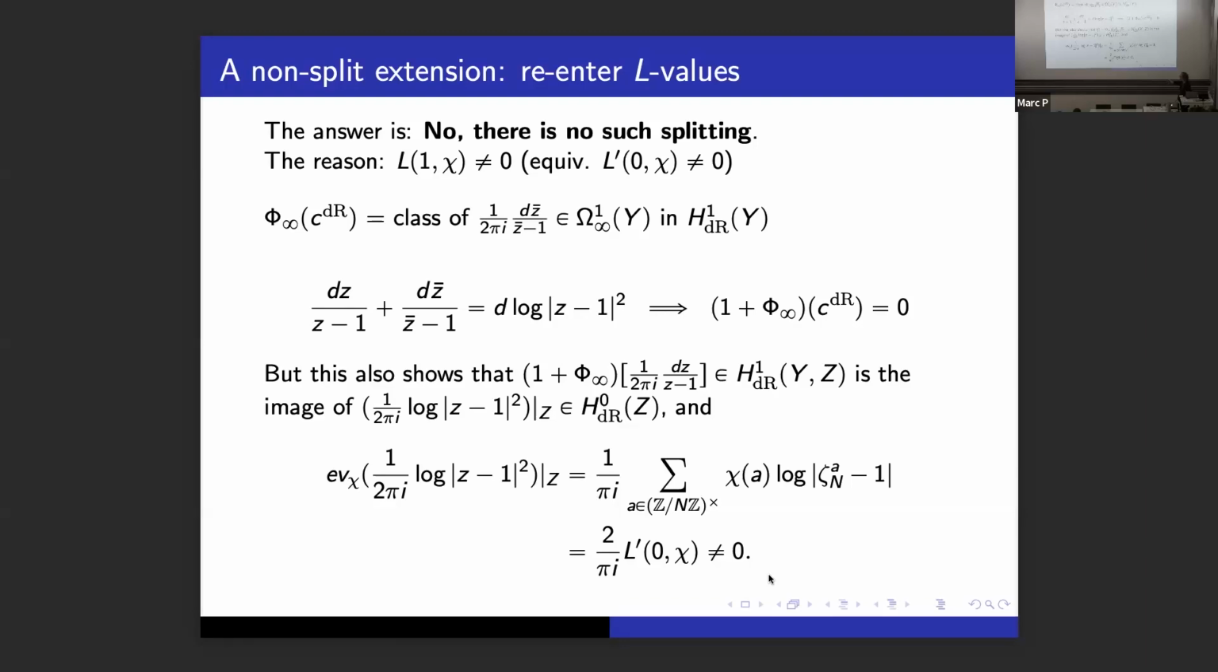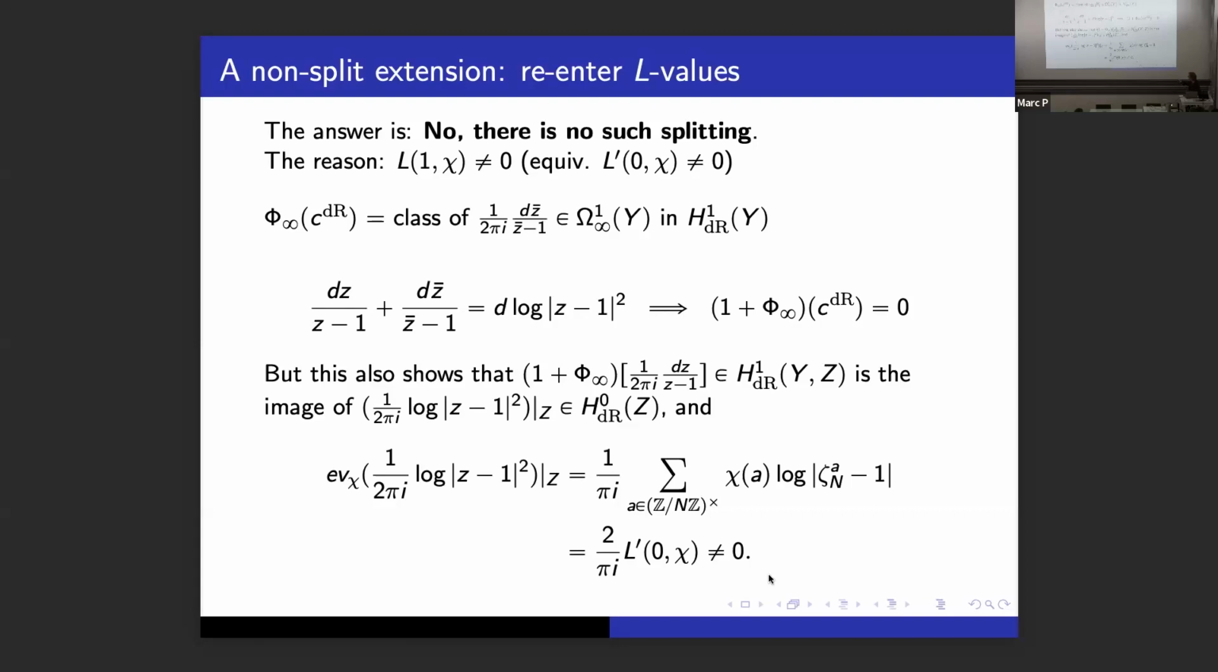But it's not 0 in the relative cohomology, because this function is not vanishing on the points of z. So it's not in the relative H0. So this is a log of absolute value of z minus 1. It's a nice smooth function on C minus 1, but it's not a smooth function that vanishes on our roots of unity. So even though we have this relation, we're not necessarily getting a non-zero class in the relative cohomology.